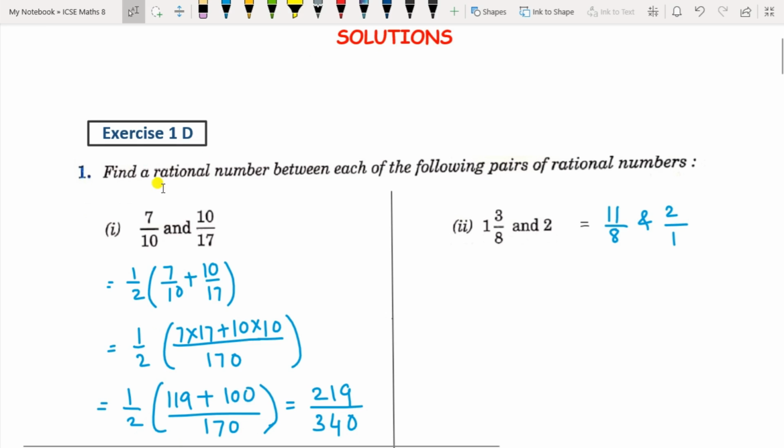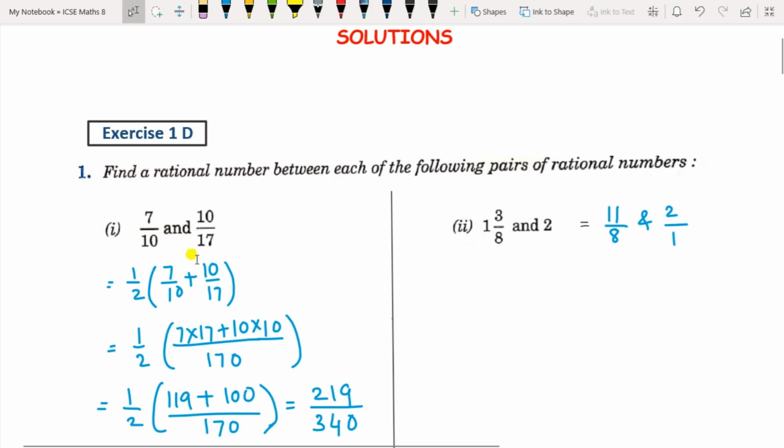Here in 1D, we have to find a rational number between each of the following pairs of rational numbers. That means in between two rational numbers, you have to find a third rational number between these two. Here they are asking for one rational number.